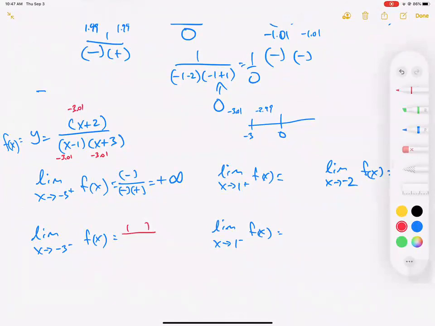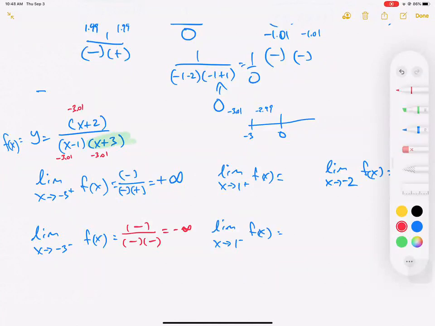Did any of the other signs change except for the x plus 3? -3 plus 2 is still negative. -3 minus 1 is still negative. Those don't change. We're actually only affecting the factor that goes to 0. On the left side of that, if I stick in -3.01, that's going to be negative. So negative, negative, negative leads me to negative infinity.